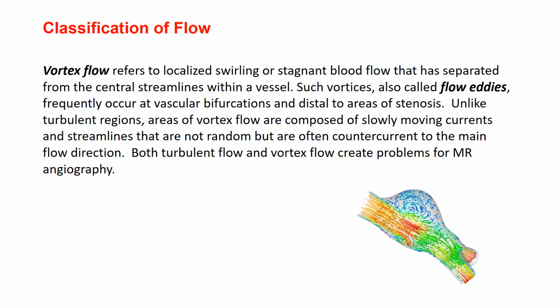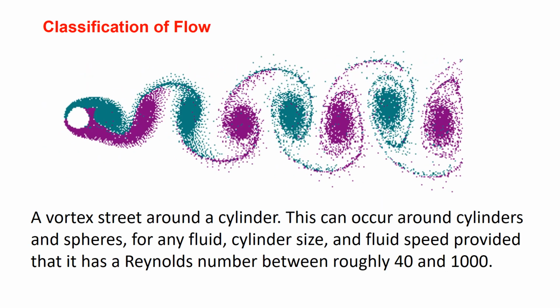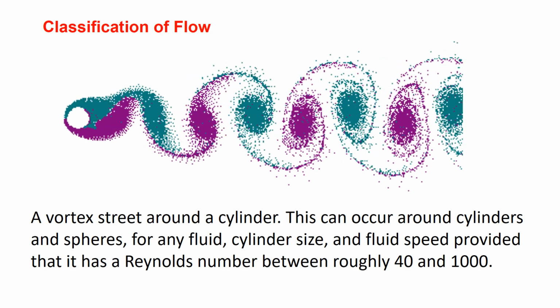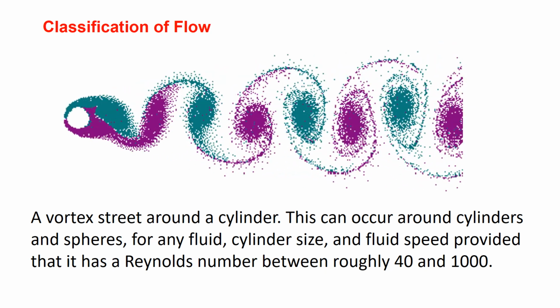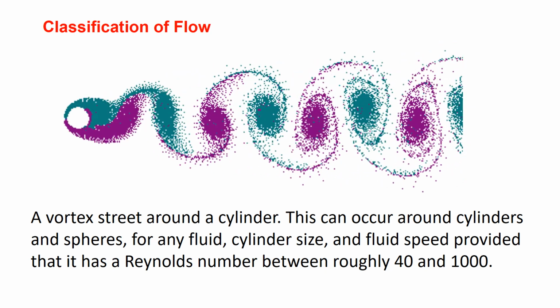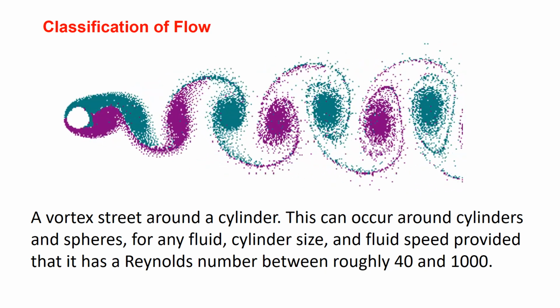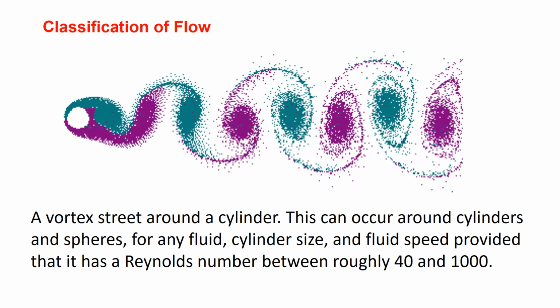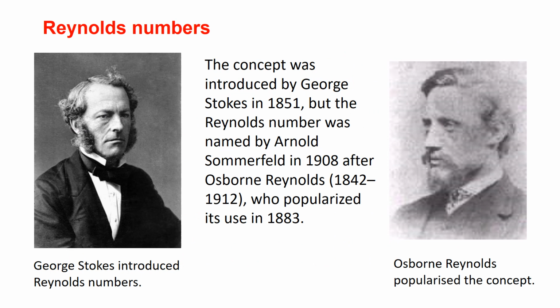Both turbulent flow and vortex flow create problems for MR angiography. A vortex street around a cylinder. This can occur around cylinders and spheres, for any fluid, cylinder size, and fluid speed provided that it has a Reynolds number between roughly 40 and 1000. The concept was introduced by George Stokes in 1851, but the Reynolds number was named by Arnold Sommerfeld in 1908 after Osborne Reynolds, 1842 to 1912, who popularized its use in 1883.